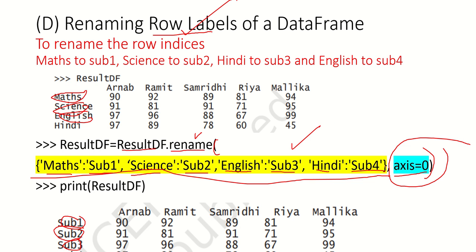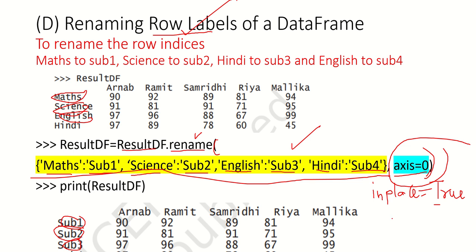So we are closing the dictionary, then comma, then the axis that you can give. And along with this, one more argument that you can give is inplace equal to True. And take care, T has to be capital for this one.